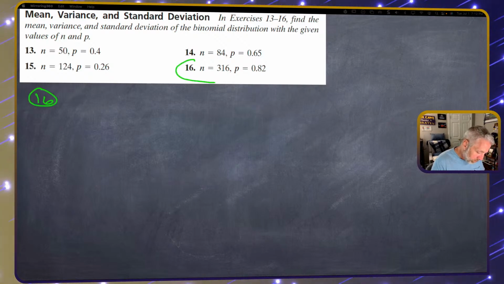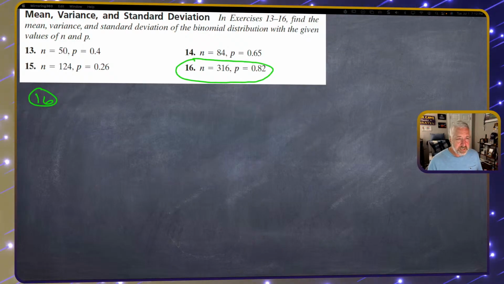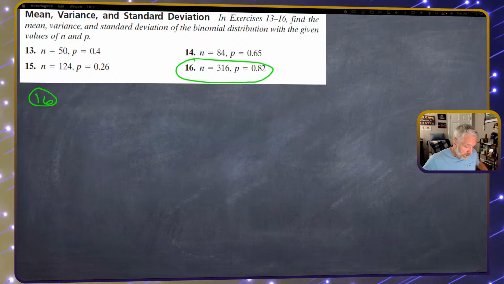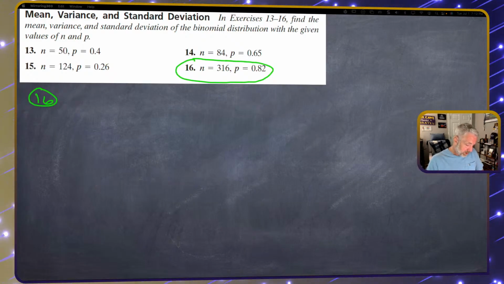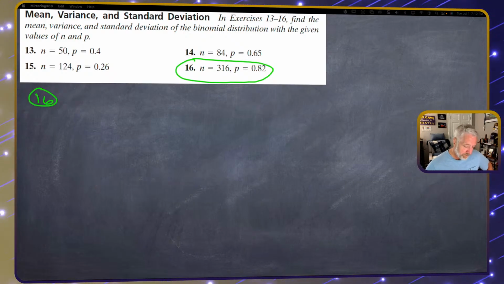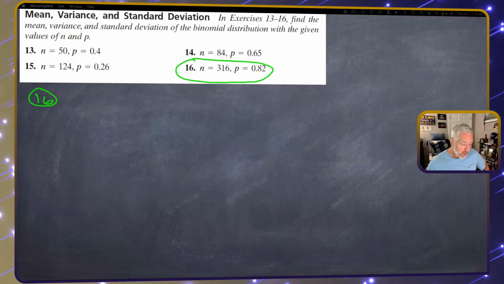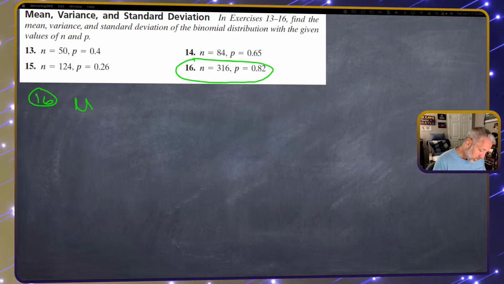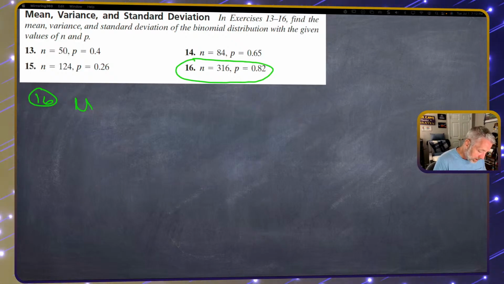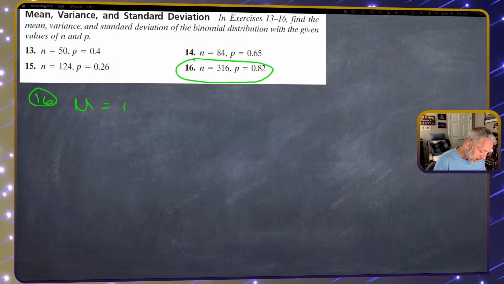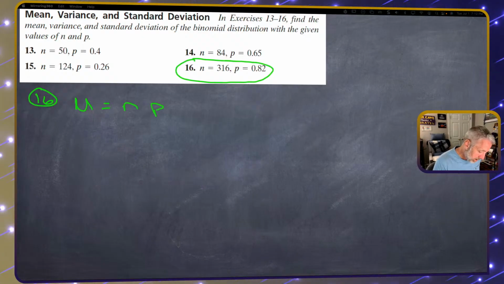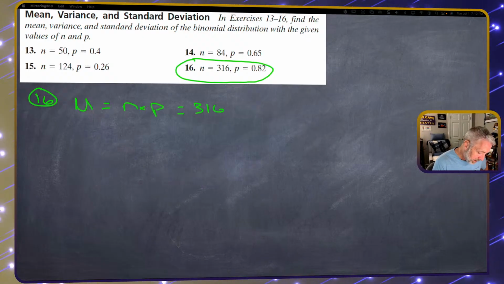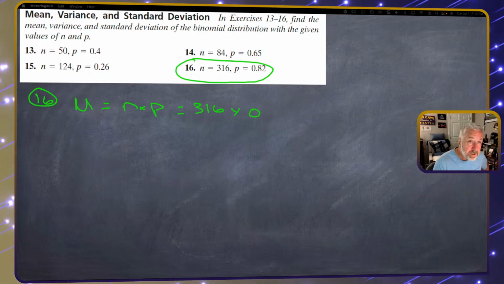No problem. We're given that this is a binomial distribution. We are also given all the information that we need. We're given that the number of trials is 316. We're given the probability of success is 0.82. All we need to find here is the mean, variance, and standard deviation. So the mean is just going to be n times p. Well, that's just going to be 316 times 0.82.